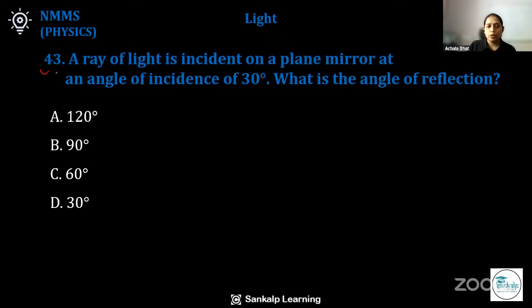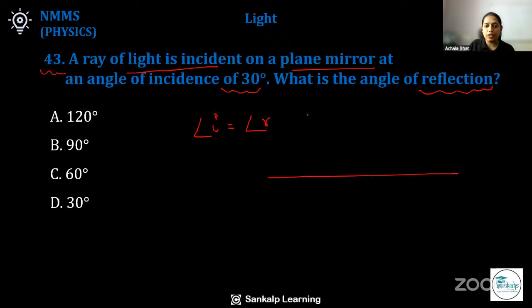Let us see question number 43 of NMMS Physics chapter Light. A ray of light is incident on a plane mirror at an angle of incidence of 30 degrees. What is the angle of reflection? Very simple question. You know the laws of reflection. The first law says angle of incidence is equal to angle of reflection.